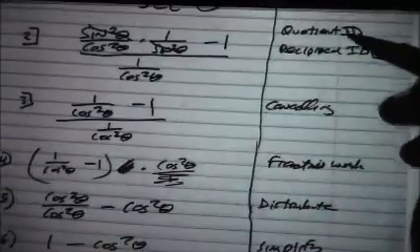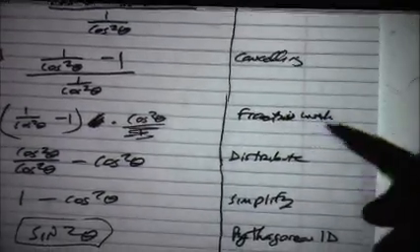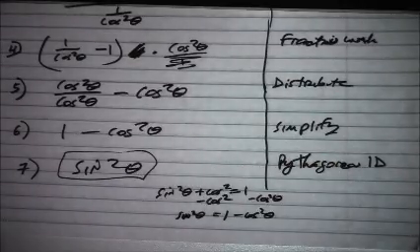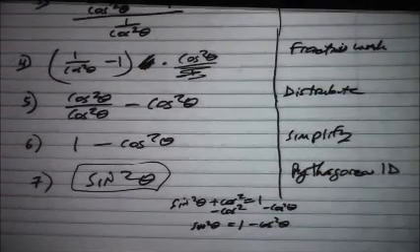We started with this, and we were able to do the quotient identity, the reciprocal identity, do fraction work, and distribute, and get it to where we could use a Pythagorean identity to make it as simple as possible. We can't do more with it than that.